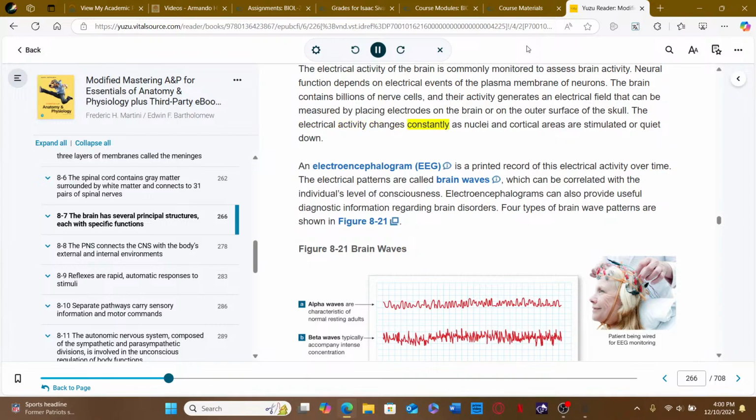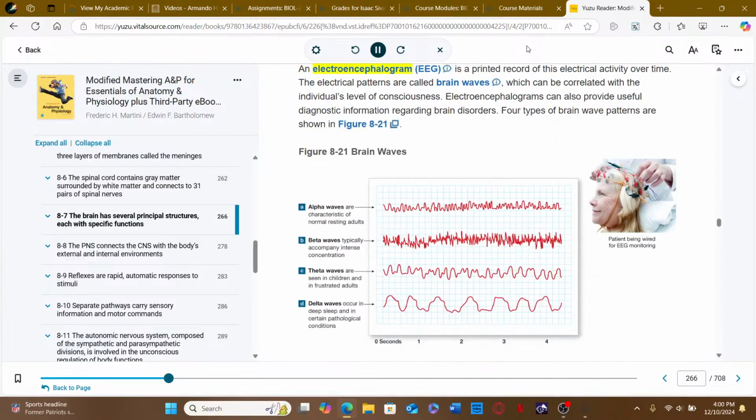The electrical activity changes constantly as nuclei and cortical areas are stimulated or quiet down. An electroencephalogram, EEG, is a printed record of this electrical activity over time. The electrical patterns are called brain waves, which can be correlated with the individual's level of consciousness. Electroencephalograms can also provide useful diagnostic information regarding brain disorders.